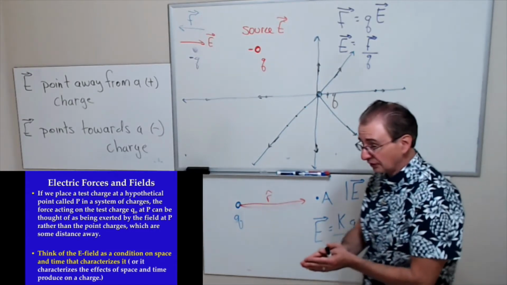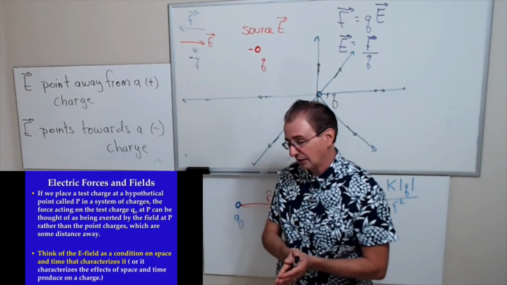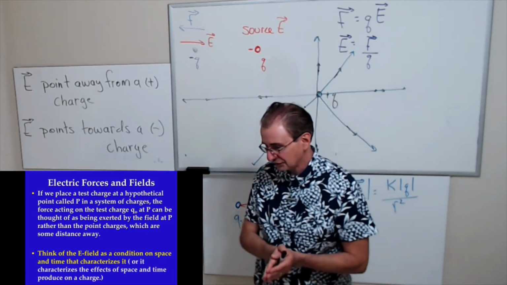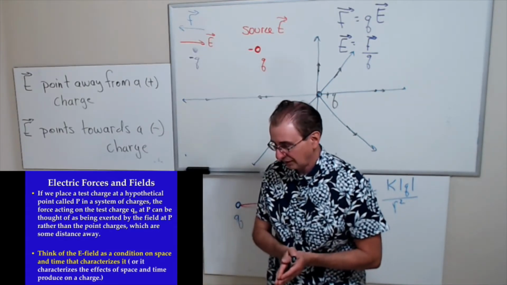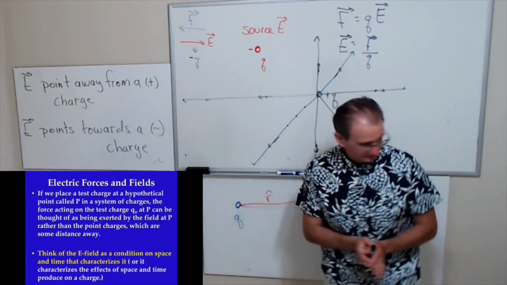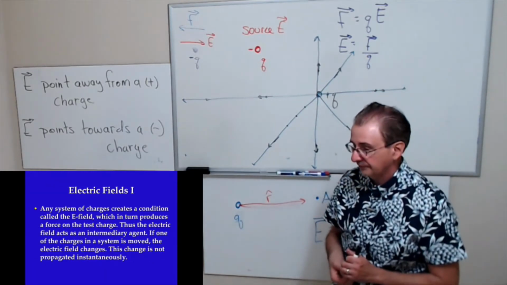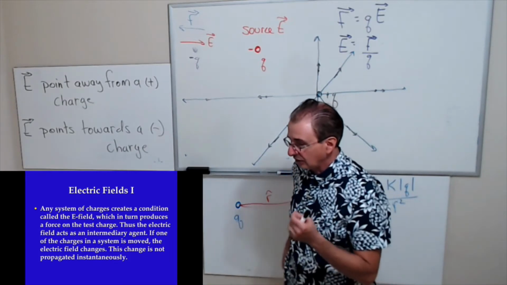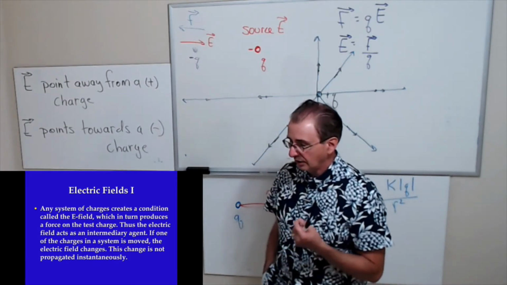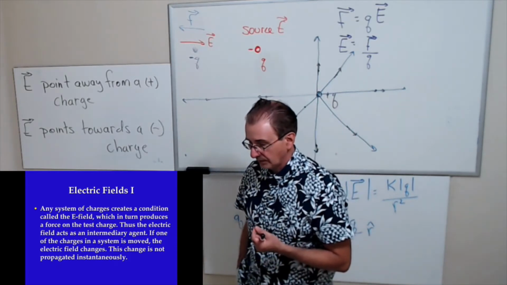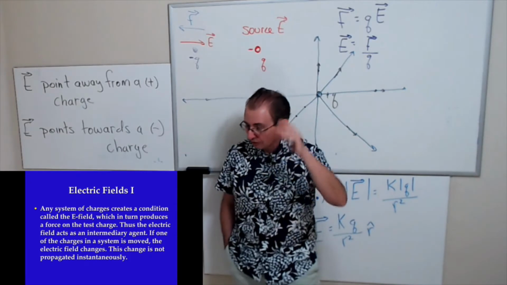But fields are a real thing. You will find out later that fields carry energy. You've already learned that, because the Earth's gravitational field has energy in it. The electric field is the same thing. Now, we talked about this the other day. The electric field acts as an intermediary agent. We talked about the example last time: what happens if Jupiter explodes?